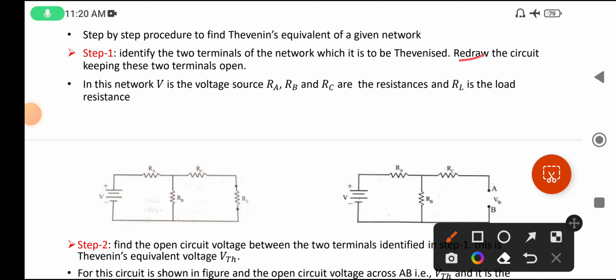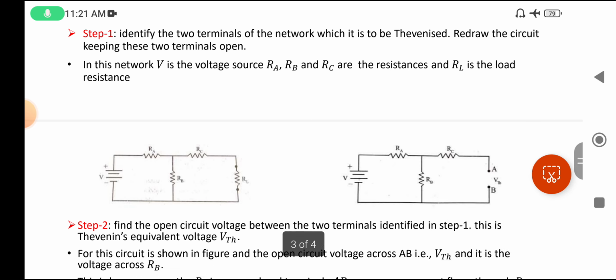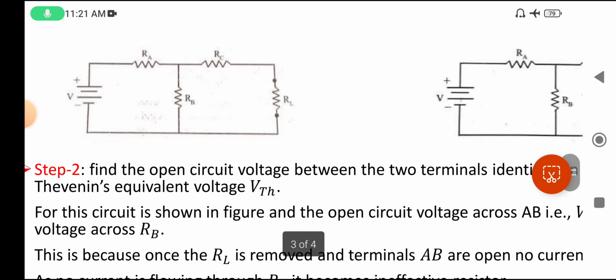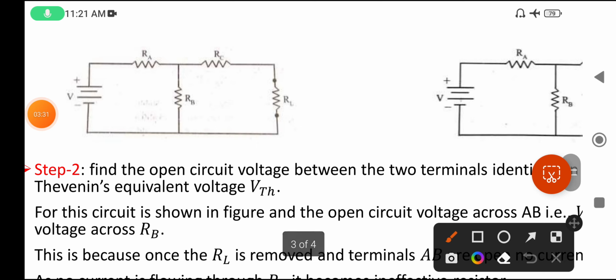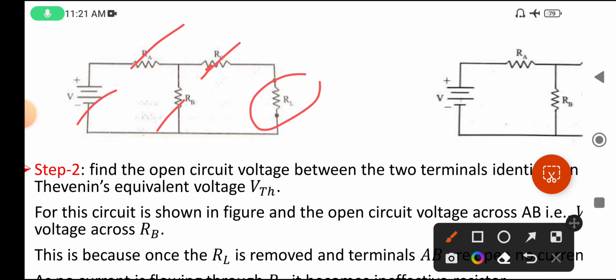Redraw the circuit keeping these two terminals open. Whichever terminals you selected, first open them. Now see the diagram here. In this diagram, it is the actual circuit. One voltage source is given, three resistances RA, RB, RC, along with one more resistance, that is RL. RL is called the load resistance.